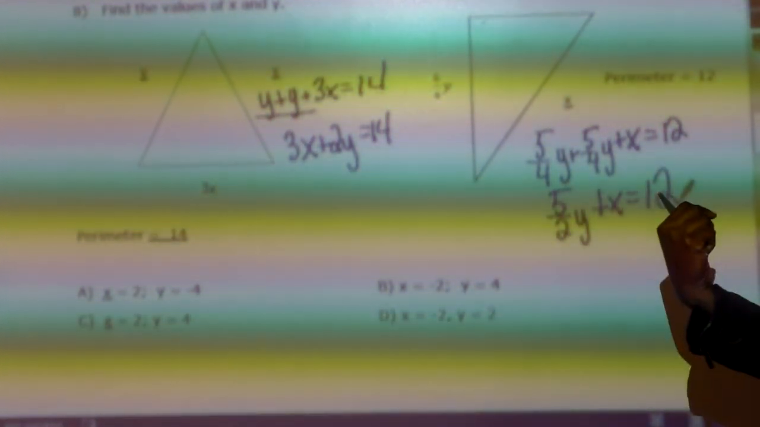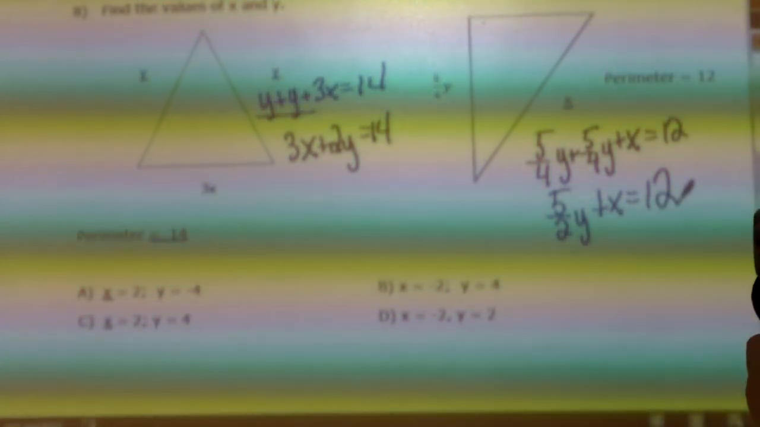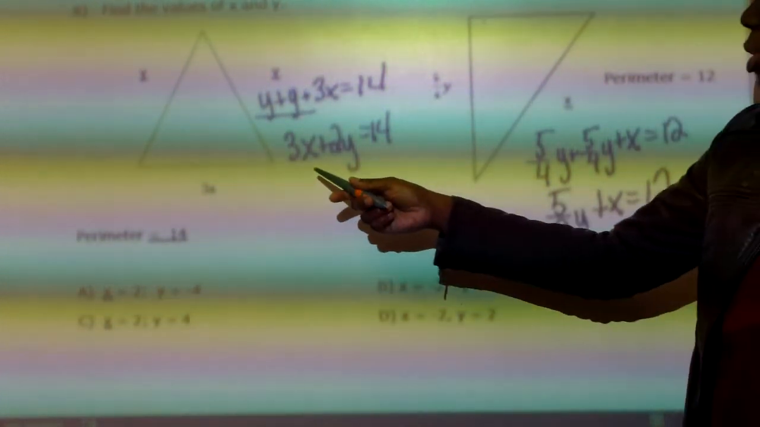Which method did y'all use, or did you just skip it? What did you use, Topher? I use the one where you multiply one of them to make it so that... Okay, so you use the elimination method? Okay, so I'm going to use this equation.